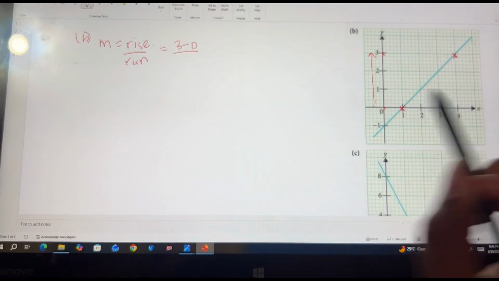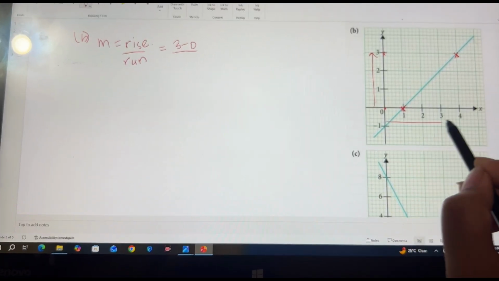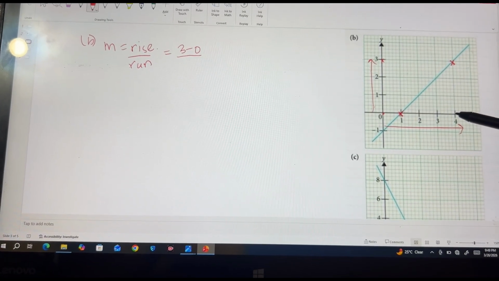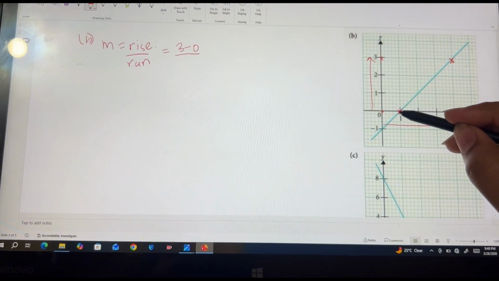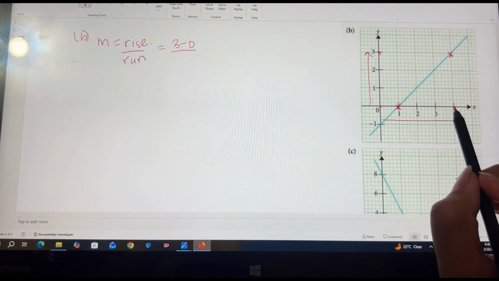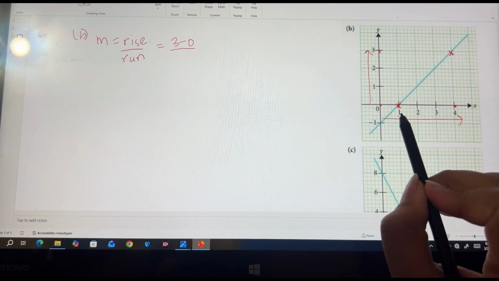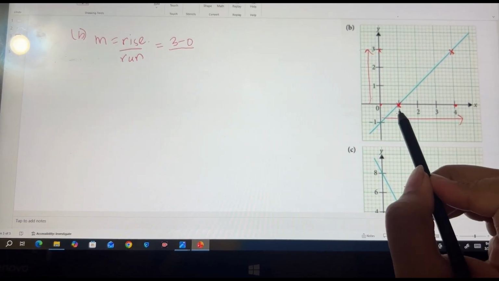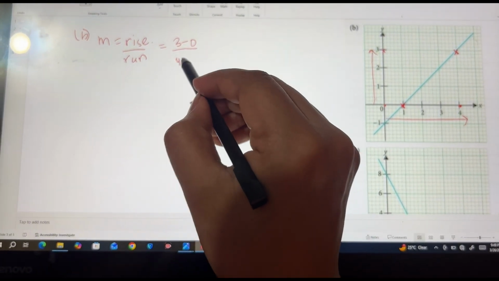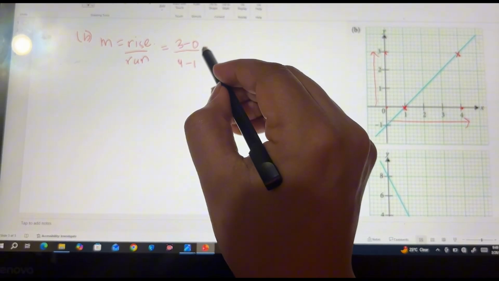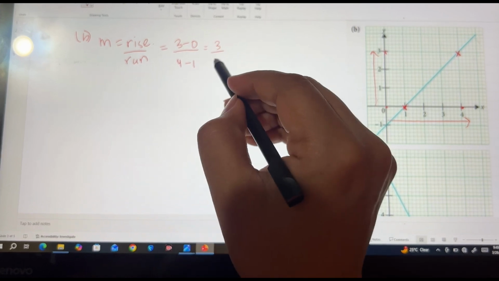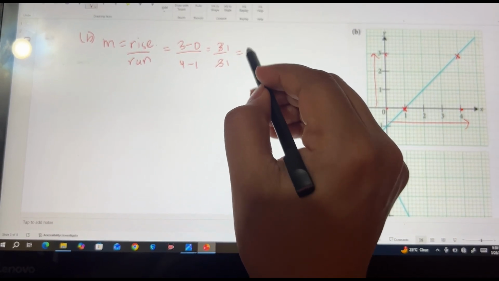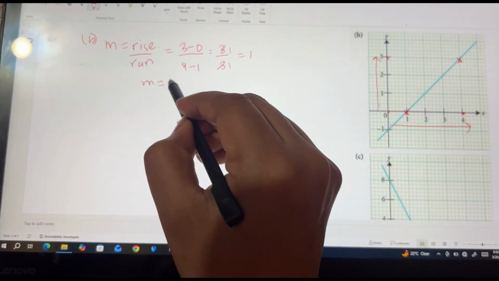Now you will see run. For run, you have to take the x-axis. If you see, this point is adjacent to this point and the other point is this. The last point is 4 and the first point is 1, so it is going from 1 to 4. So I will subtract the lowest number from the highest number, which is 4 minus 1. So 3 minus 0 is 3 and 4 minus 1 is again 3. This 3 will cancel each other. So the answer for m, the gradient, is 1.